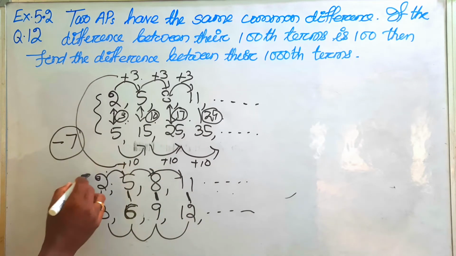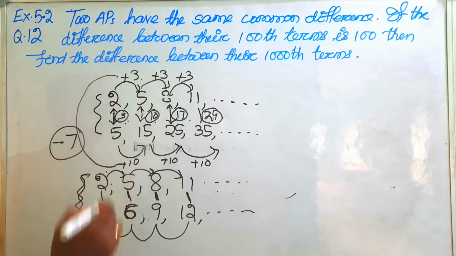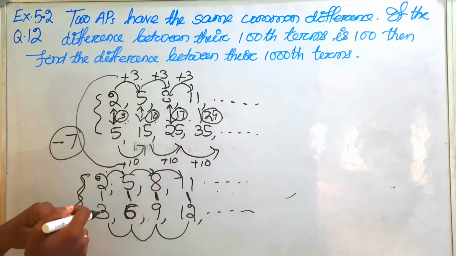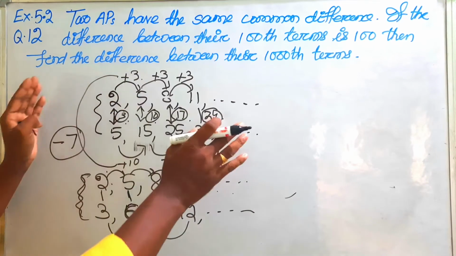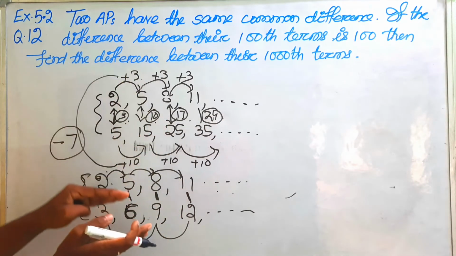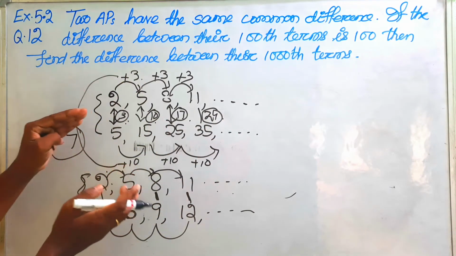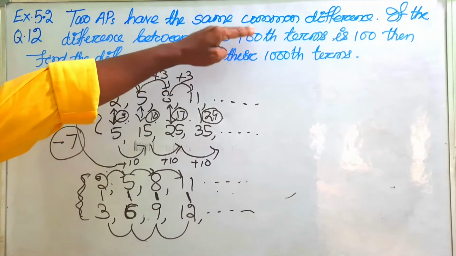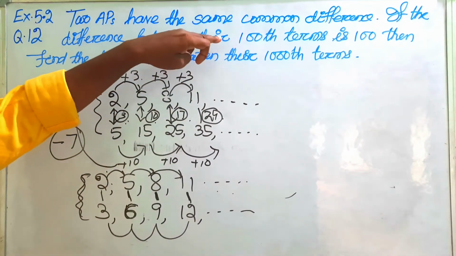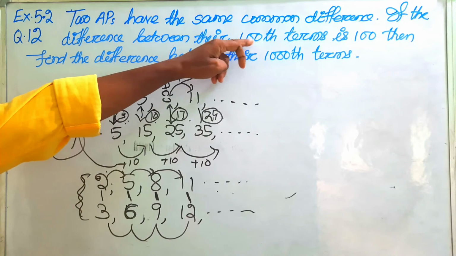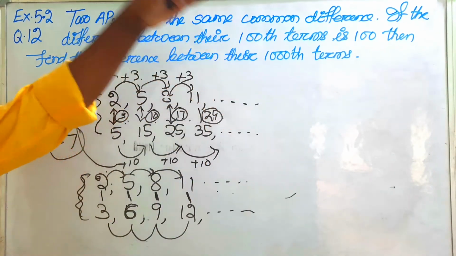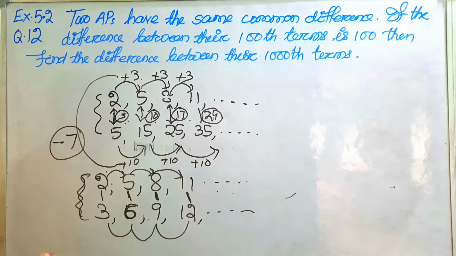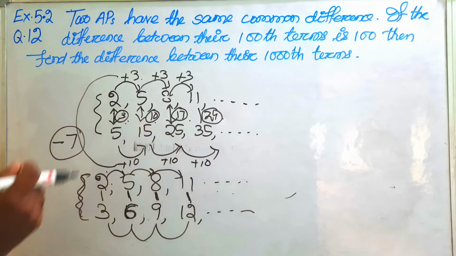Why? Because they have the same common difference. But in the first example the common difference is different, so that is why the difference between their corresponding elements is different. So this is the concept you have to apply here. Since the two APs have the same common difference, and the difference between their 100th terms is 100, obviously the difference between their 1000th terms will also be 100. So this is the logic you have to apply.